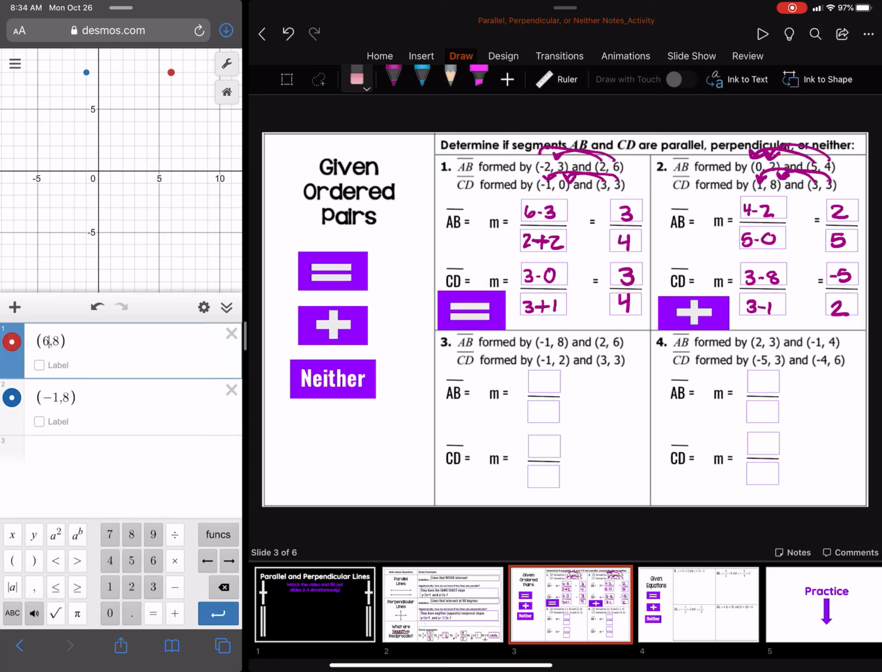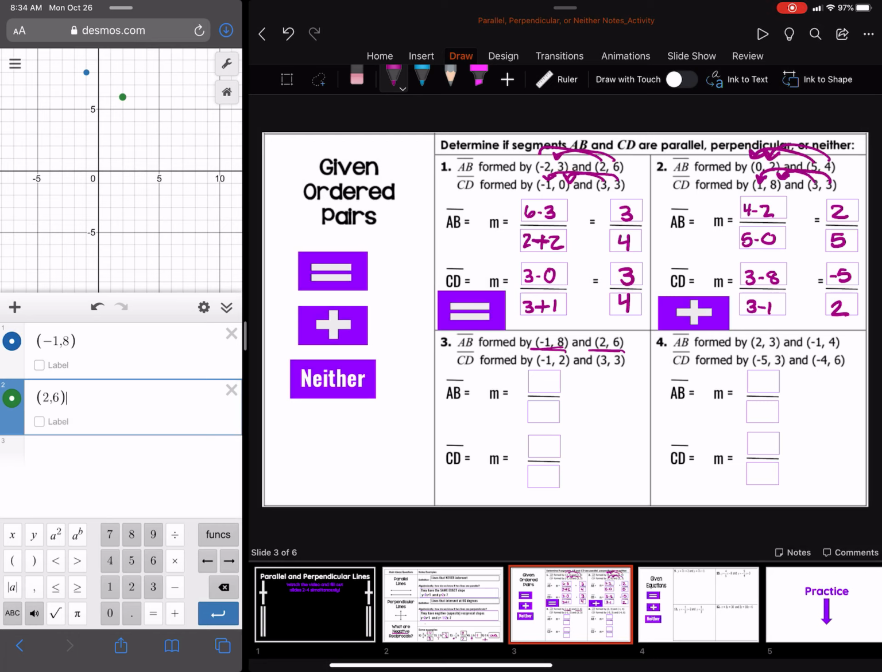Nope, they do not. I don't know what I was looking at. I need 2 and 6 up here. Sorry, I'm just putting in these two. So let me try that again. So -1, 8, 2, 6. Okay, so here's my 2 points.